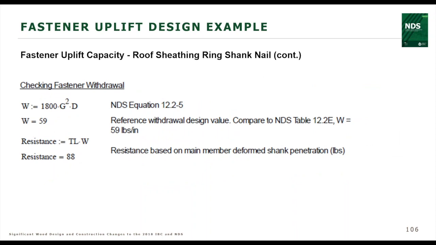Checking the fastener withdrawal, we'll use NDS Equation 12.2-5, or we could use NDS Table 12.2E. They give us the same answer, so it's 59 pounds per inch of resistance. And that's based on the inches of threaded fastener shank length. So for us, that's 1.5 inches. So 59 pounds per inch times 1.5 inches gives us a withdrawal resistance of 88 pounds.